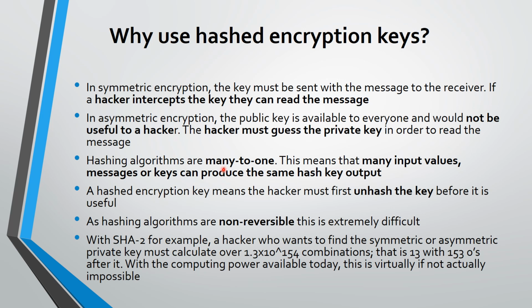Hashing algorithms are many to one. This means that many input values, messages, or keys can produce the same hash key output. A hashed encryption key means the hacker must find and hash the key before it is useful. As hashing algorithms are non-reversible, it is extremely difficult for someone to decrypt the message. With SHA-2, for example, a hacker who wants to find the symmetric or asymmetric private key must calculate over 1.3 multiplied by 10 raised to the power 154 combinations. Right? So it's quite a big number to calculate.